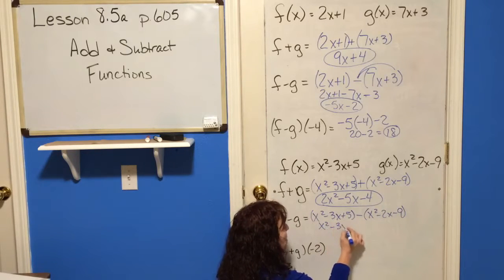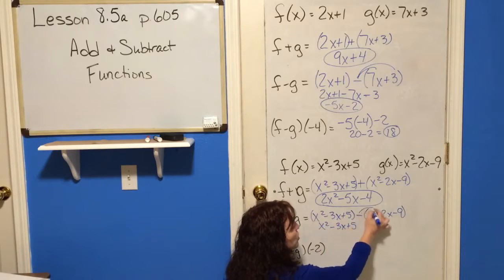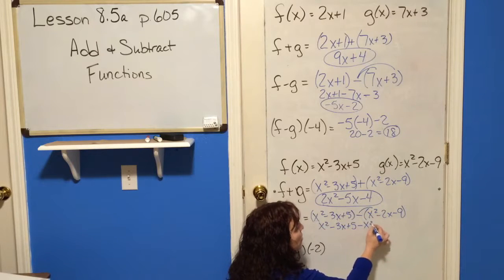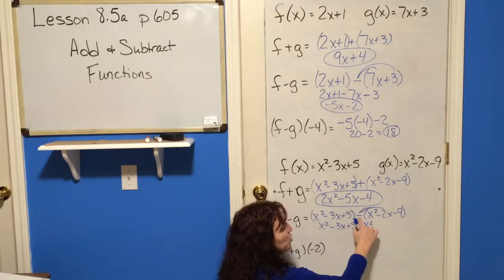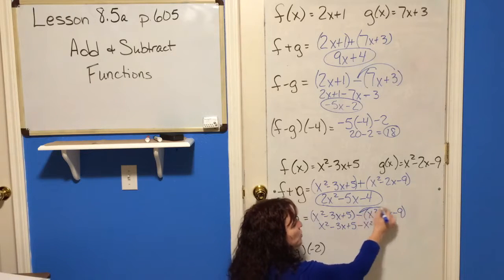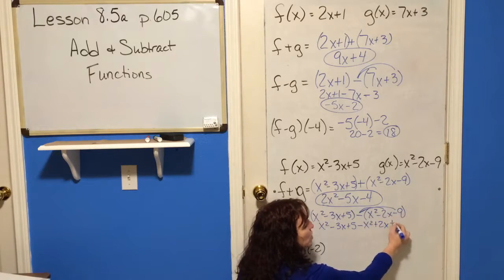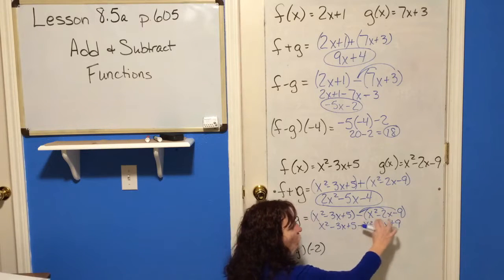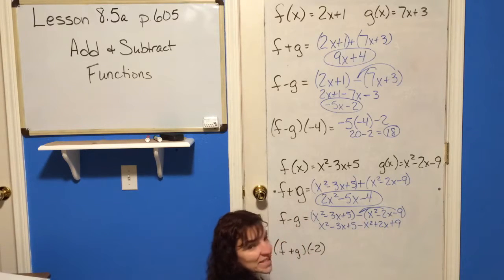x squared minus 3x plus 5. You're going to subtract x squared. And now this becomes subtract a negative, so it's going to be add a 2x. And you're subtracting a negative 9, so that's going to be plus 9. So all of your symbols inside those parentheses are going to change. Every symbol is going to change.